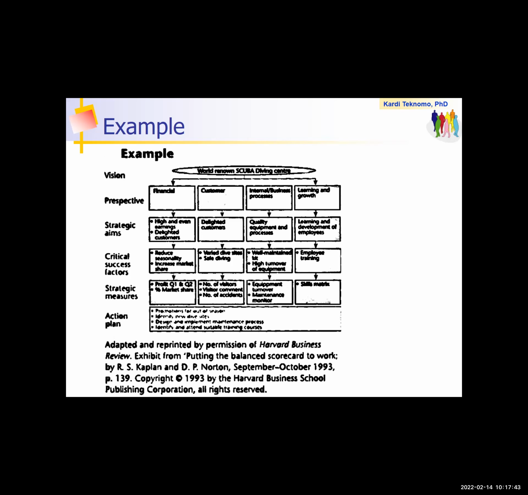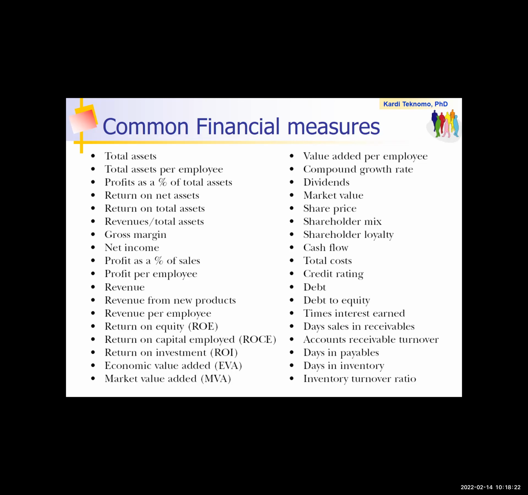And then what is the critical factor? You want to reduce the seasonality. So all these factors you put, and now you start to create the strategic measure: how much profit you want. And then what is the action plan? Based on the action plan, you start to put your budget on it. Is it clear? So now you can relate the budget to the action and the strategy.